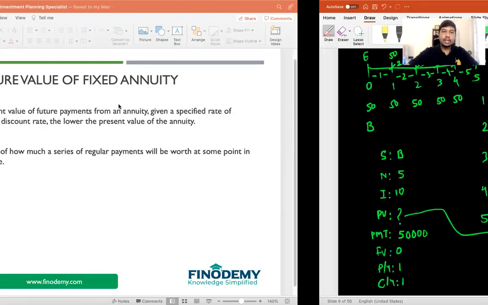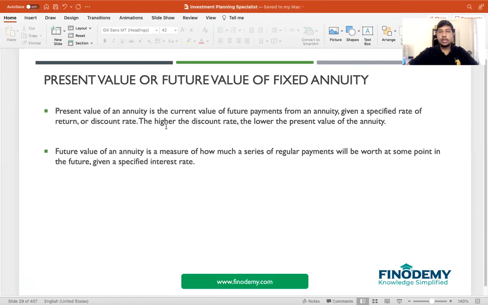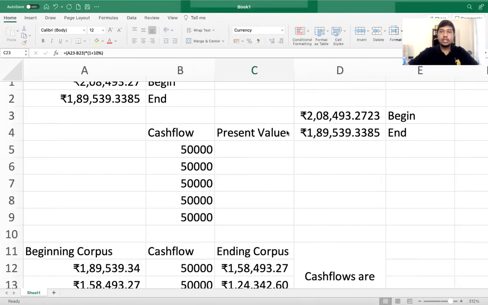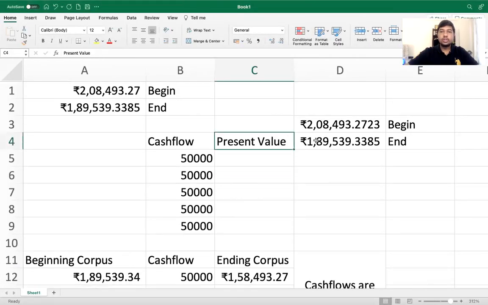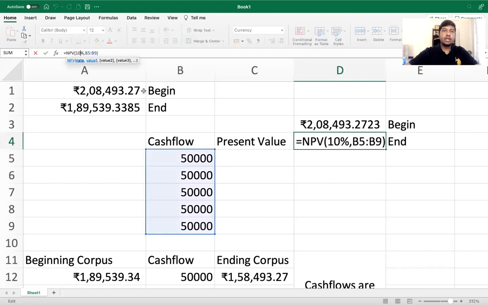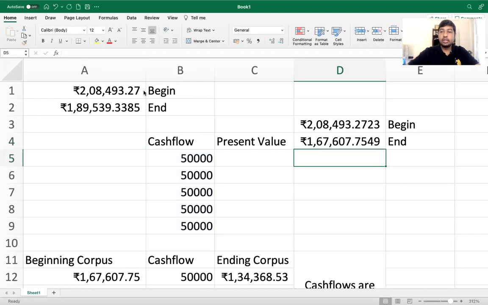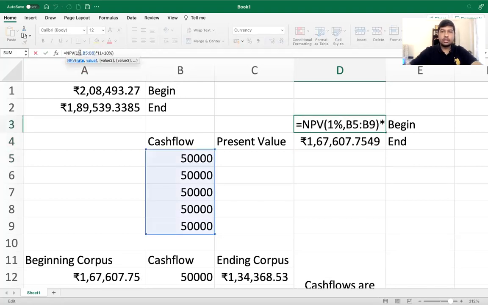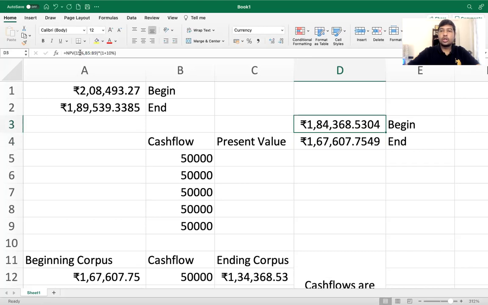Now, if I just go back and talk about this point, the higher the discount rate, the lower the present value of the annuity. What this means is, assuming that instead of 10%, if the rate was 15%, okay, the rate of return was 15%. See what is happening. So earlier, what was 2,08,000 for beginning, now the corpus has gone down to 184. Earlier, what was 1,89,000 for the end, it has gone down to 67. So more the return, the lower will be the present value.